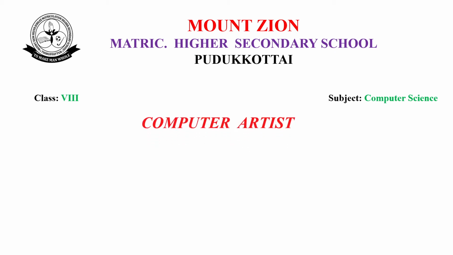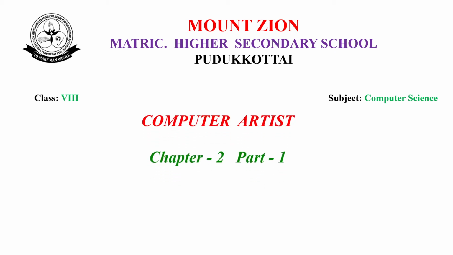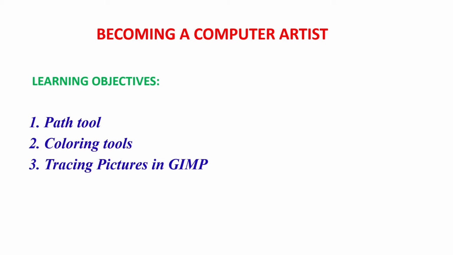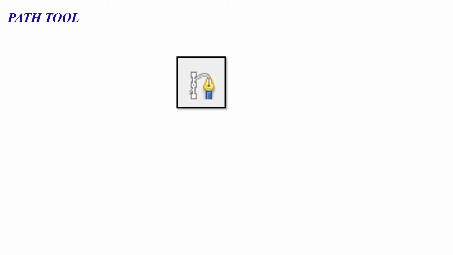Good morning, students. Today, under the unit Computer Authors, we have to learn Chapter 2, Part 1 Designer Skills. Let us see the learning objectives. The first one is Path Tool, the second is how to use the coloring tools, and the third one is tracing pictures in GIMP. Let us see the path tool.